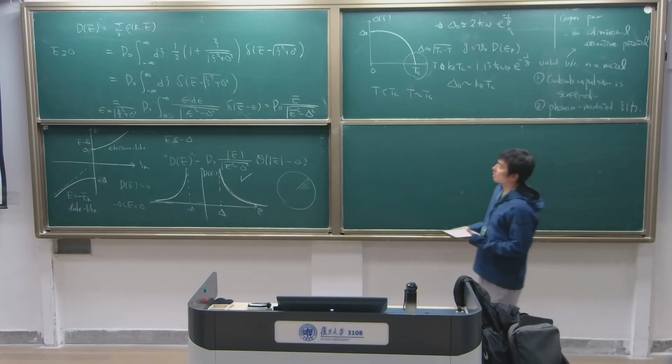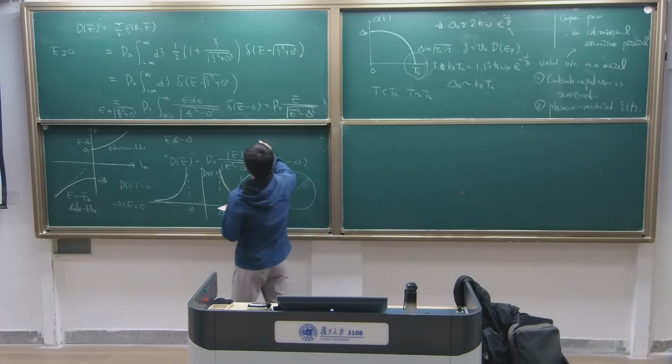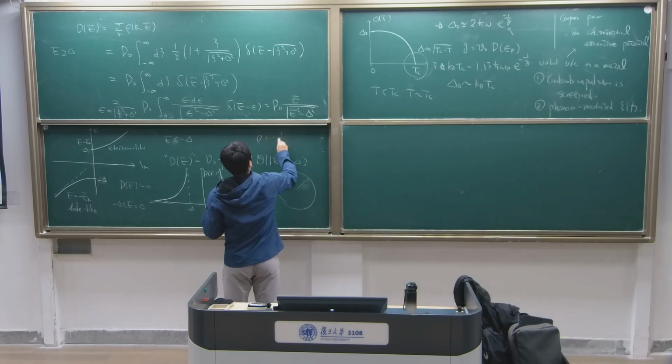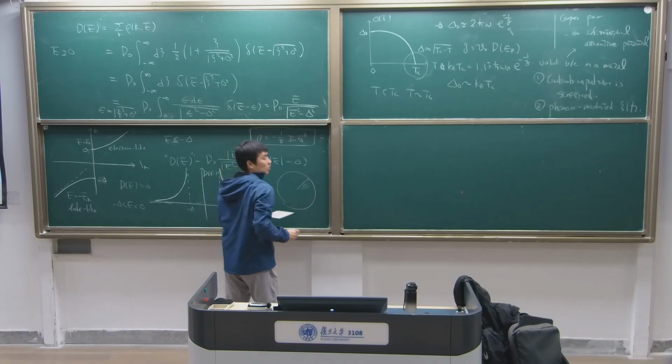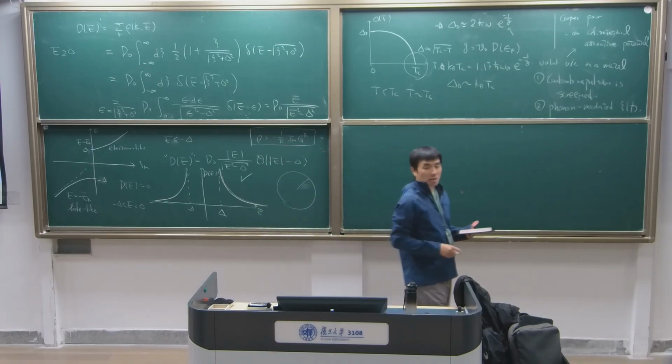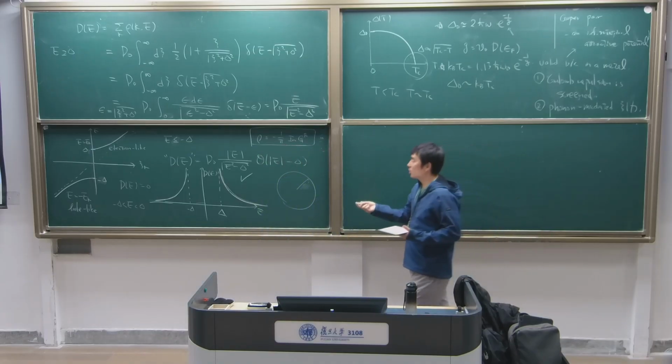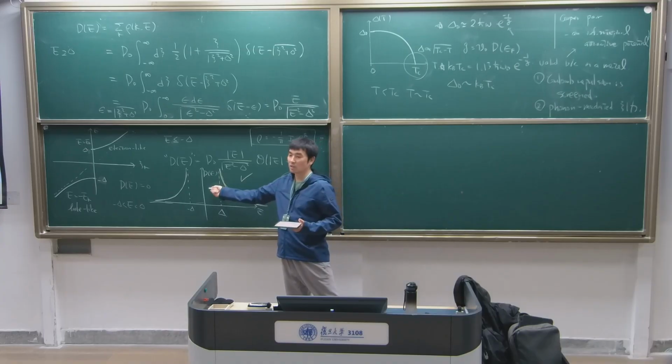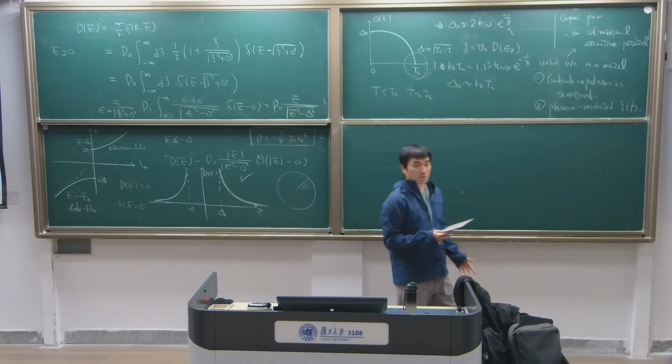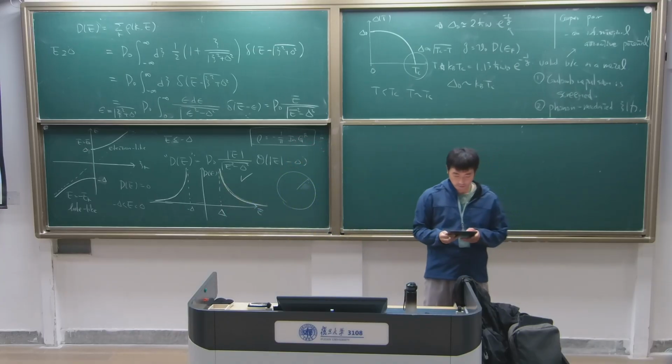So rho is essentially minus 1 over pi times the imaginary part of the retarded Green's function. This one we derived like three or four lectures before. So this relation is very useful to obtain this density with respect to energy.